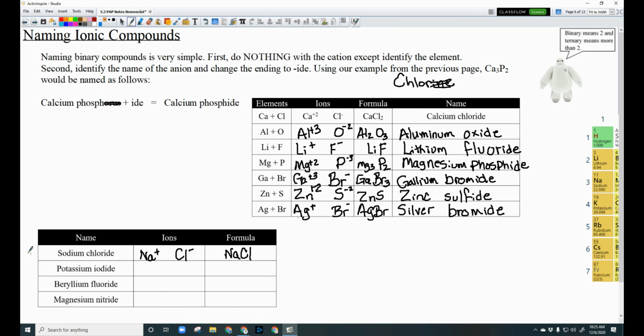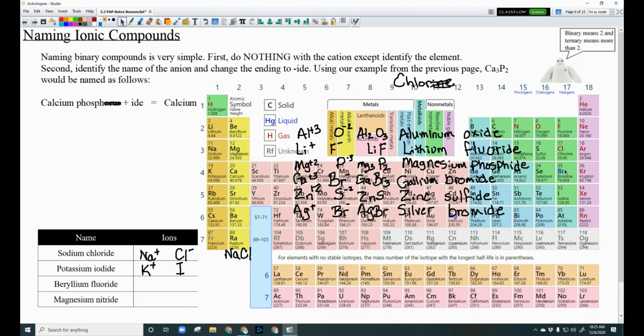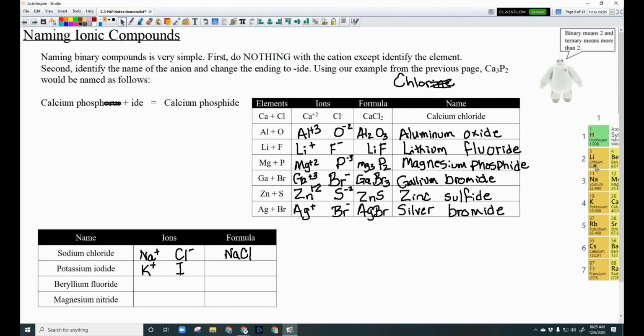Okay, same thing. Potassium is K. We look over here, it's in group 1, so it has a +1 charge. Okay, iodide came from iodine. Okay, iodine, symbol is I. If you don't know where that is on the periodic table, let's look real quick. It's in the same group as bromine here. Right there it is. Okay, so it has a -1 charge. Okay, +1, -1, cancel each other out. So it's KI.